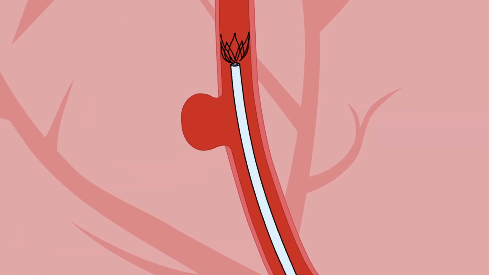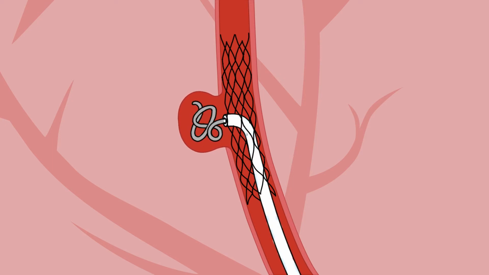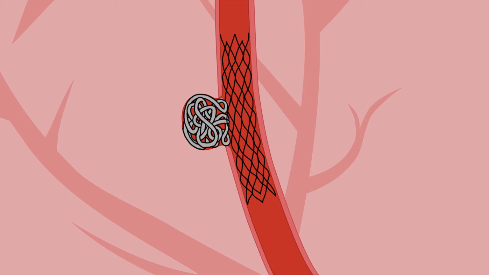In some cases, we might have to use a stent to support the coils so that they stay inside the aneurysm. A stent is a hollow tube that is inserted into a blocked vessel to keep it open. It is important to completely close the aneurysm in one session.